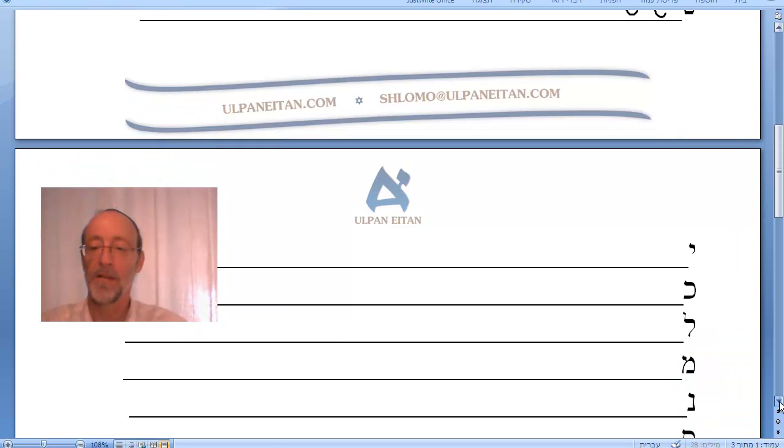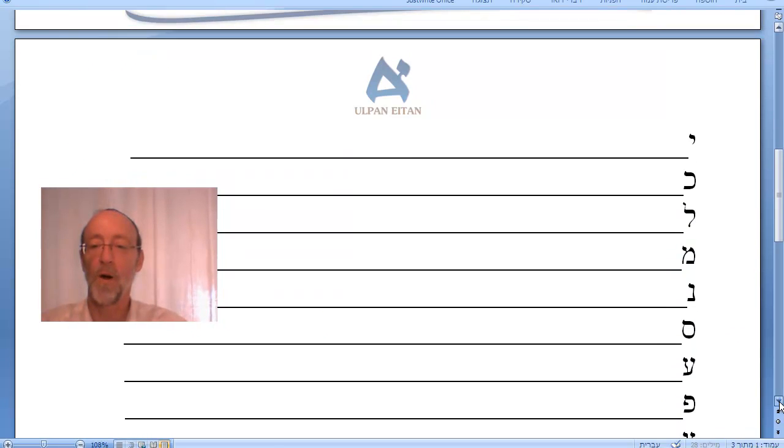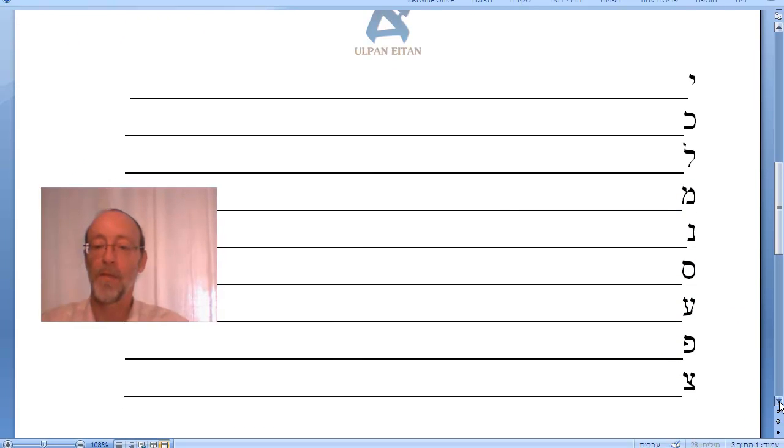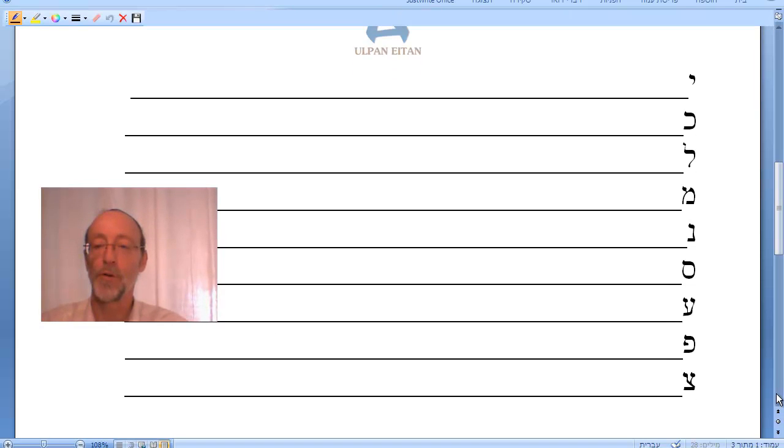And now I'll continue along. The next is a Yud, which in script really just comes to be a little tiny mark like that. The next is a Kaf. I call this the backward C. The next is a Lamed, a little bit different. One of the elements that might help us remember it is that it's a tall letter.